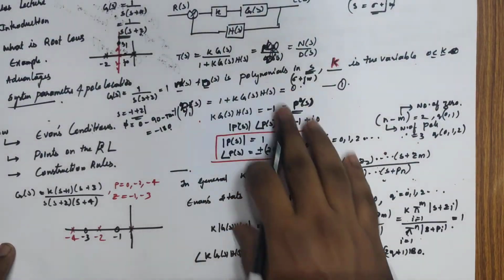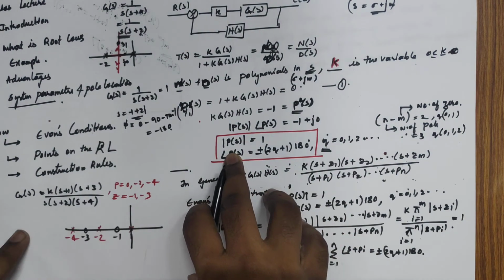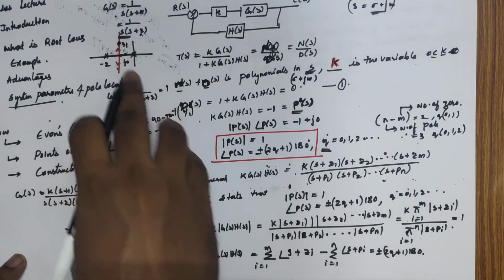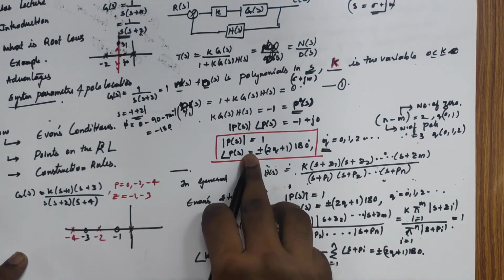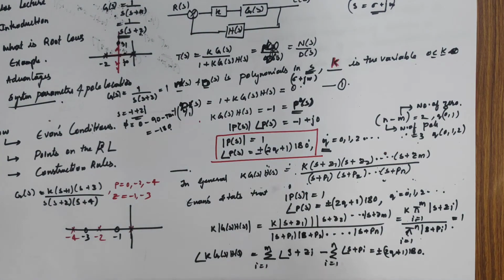So what is the angle condition? I'm saying again, if a point should be located on the root locus, it should satisfy the magnitude and phase angle conditions. This is about the angle condition.